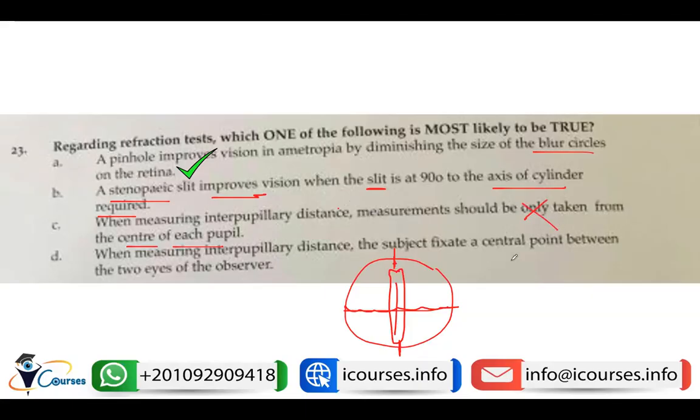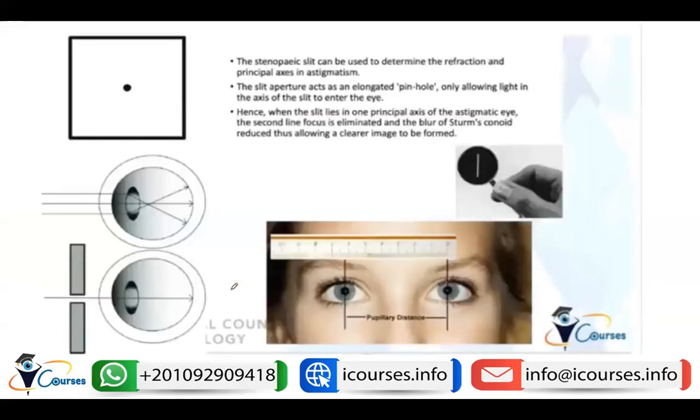When measuring the interpupillary distance, the subject should fixate on a distant target, because if he fixates on a near target or fixates between the two eyes of the observer, he will be accommodating and he will be converging. So when he converges, this will result in shortening of the interpupillary distance, which will not give an accurate measurement of the IPD.